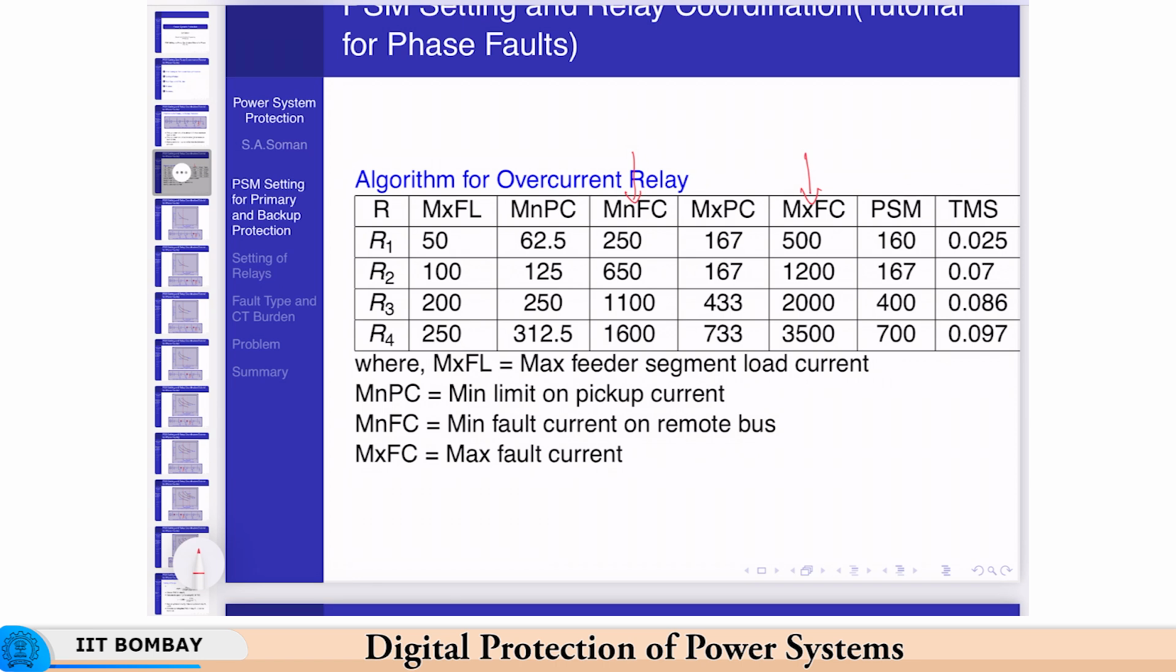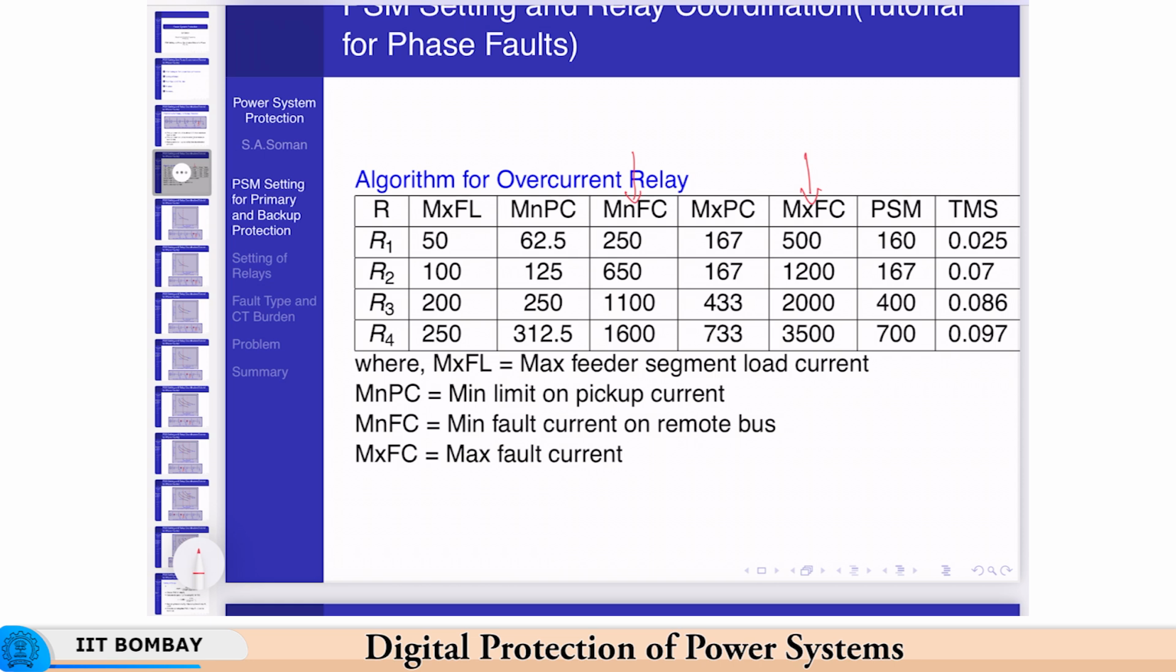So, we will just have a quick look here. Now, what we have said is the minimum pickup current should be 125% or 1.25 times the maximum full load current. So, that is 1.25 times 100, which is 125 for R2, for R3 it is 250, and for R4 it is 312.5 amperes. These are in amperes.